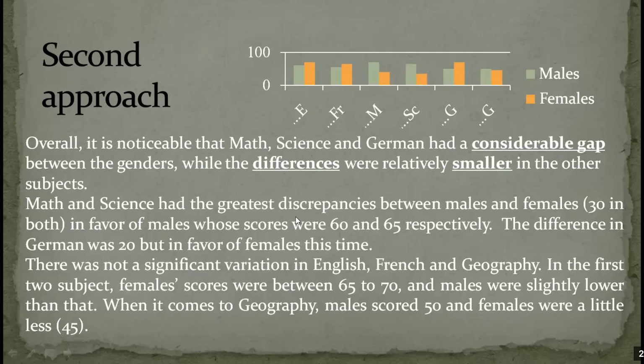Math and science had the greatest discrepancies. Discrepancies means differences between males and females, 30 in both in favor of males, whose scores were 60 and 65 respectively. The difference in German was 20, but in favor of females this time. There was not a significant variation in English, French, and geography. In the first two subjects, female scores were between 65 and 70, and males were slightly lower than that. When it comes to geography, males scored 50 and females were a little less, 45.